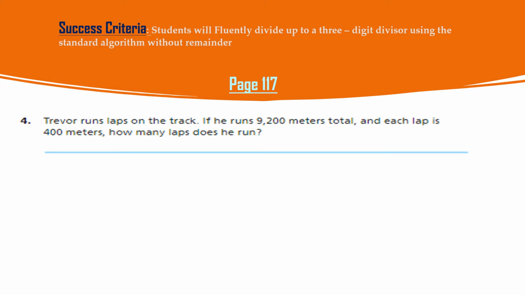Trevor runs laps on the track. If he runs 9,200 meters total, each lap is 400 meters. So how many laps does he run? Let's see here. I write here 9200 and here 400. Okay, so divide the 9200 by 400.